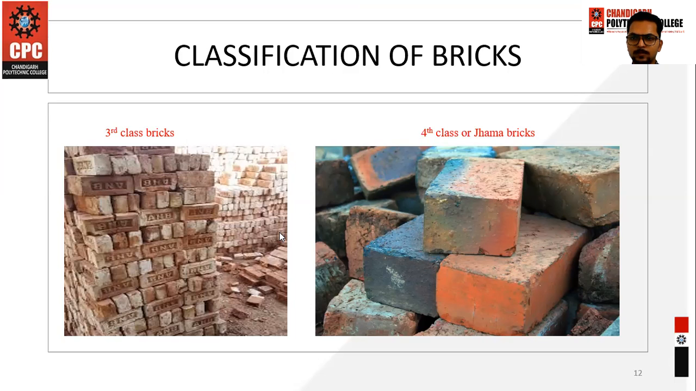So we use fourth class brick because their strength is good, but it cannot be used in our masonry construction because their joints will not be uniform. इनके joints properly नहीं बनेंगे because the size and shape is not properly done in these fourth class bricks. So that's why we use them in our foundation where there is no need of size and shape.